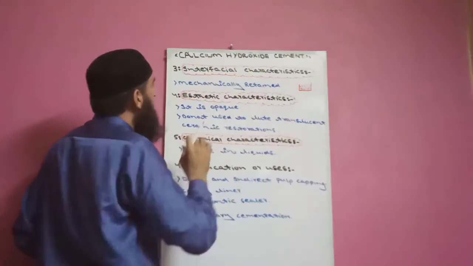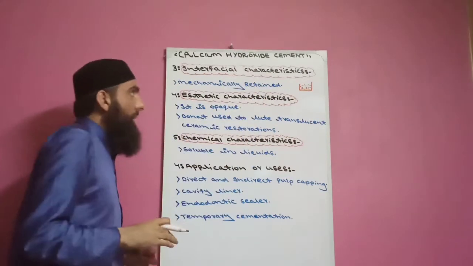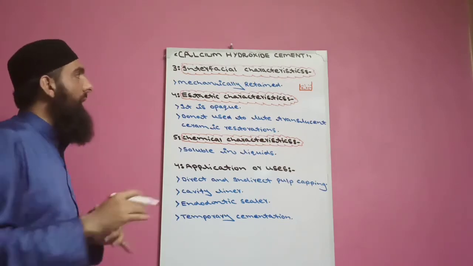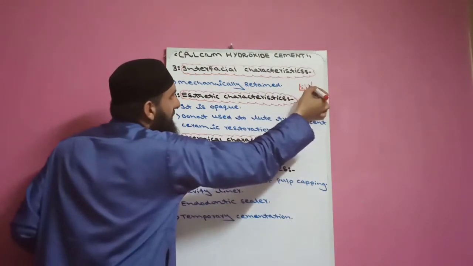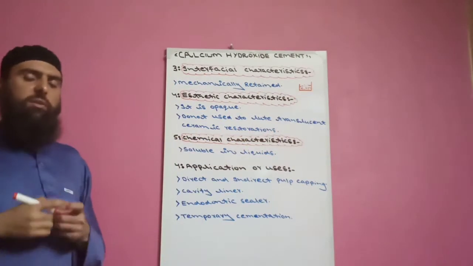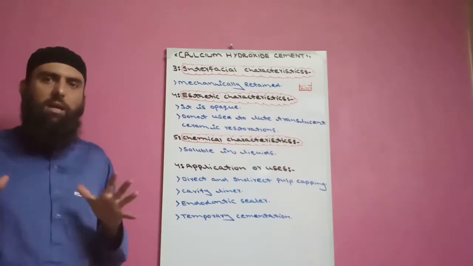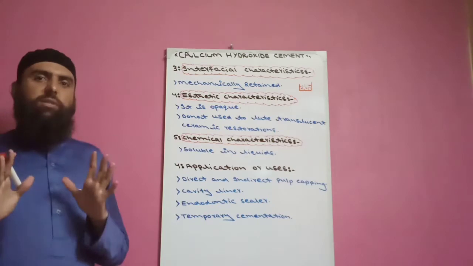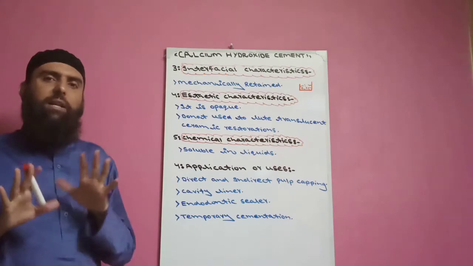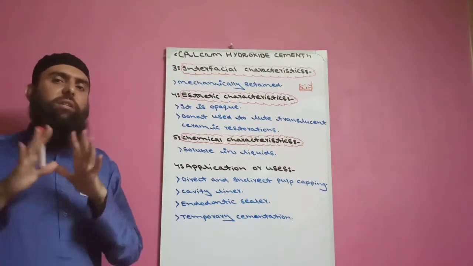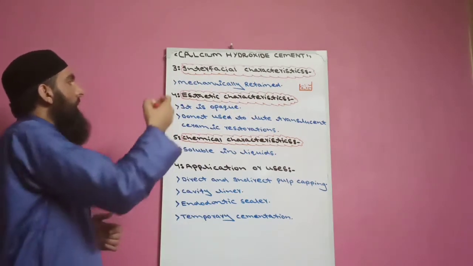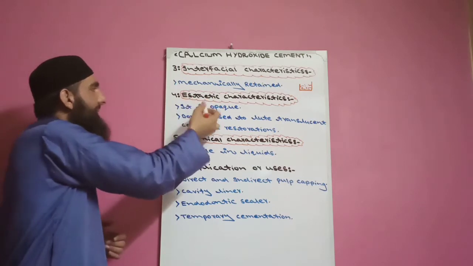Now, interfacial characteristics mean whether calcium hydroxide is chemically retained or mechanically retained. Chemically retained means calcium hydroxide makes a chemical bond with the tooth wall, like glass ionomer cement, GIC. GIC makes a chemical bond with the tooth wall. But calcium hydroxide is not chemically retained. It does not make a chemical bond. It is mechanically retained. Its retention is mechanical. This is interfacial characteristics.